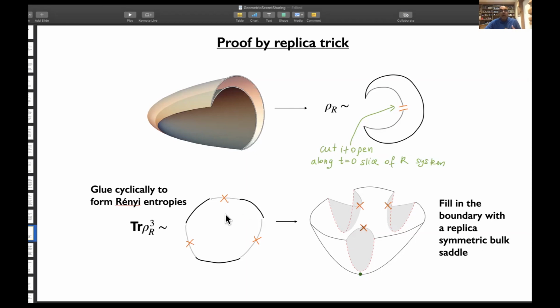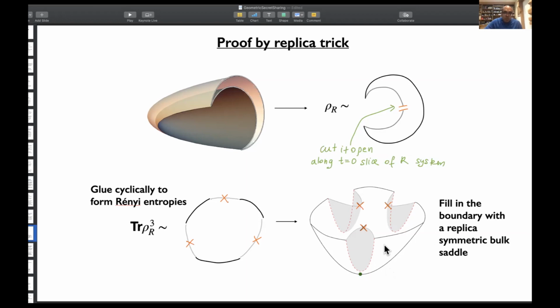So, this is a bit cartoonish. More completely, how do you compute this Rényi, trace rho R cubed? Well, you could do that in field theory. And if you want to do the holographic calculation, you're supposed to do the bulk path integral over all geometries which satisfy these boundary conditions. And so the saddle points of these are going to dominate the computation of the Rényi entropy, right? So in the usual holographic kind of way. So to do that, you need to fill in this boundary with a replica symmetric bulk saddle point.